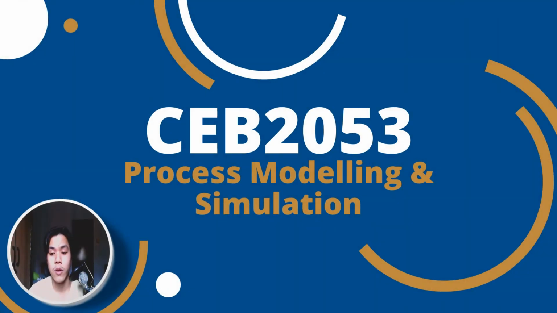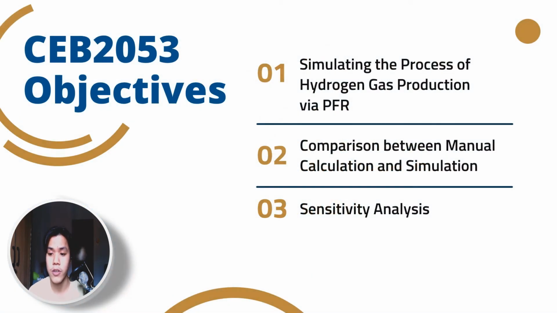Next, we will be going through CEB2053 or Process Modeling and Simulation. For this part of the integrated project, there are three main objectives, which is to simulate the process of hydrogen gas production via the reactor. Next is the comparison between manual calculation and simulation calculation. And then finally, sensitivity analysis.